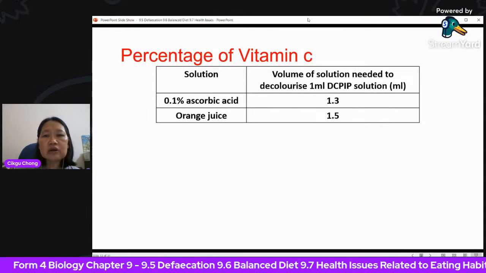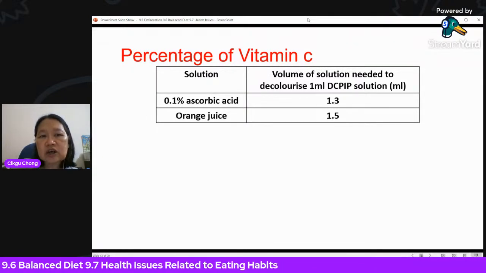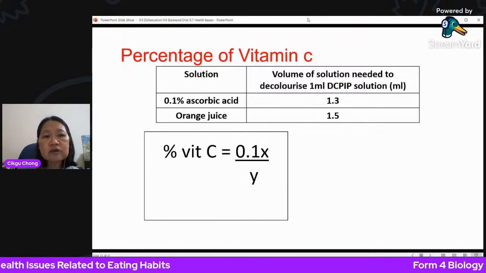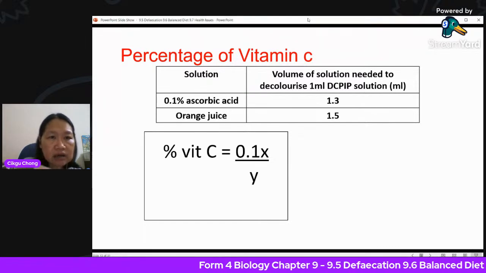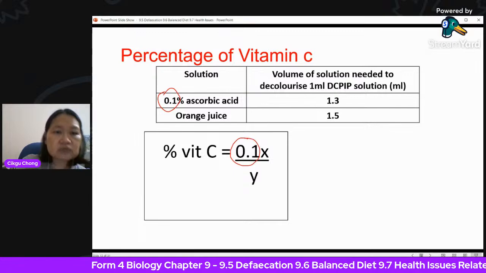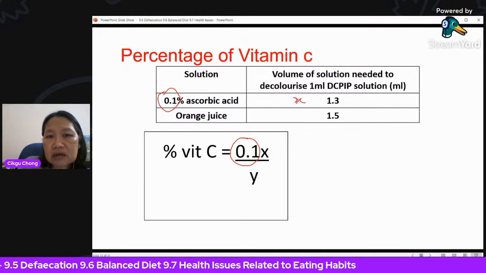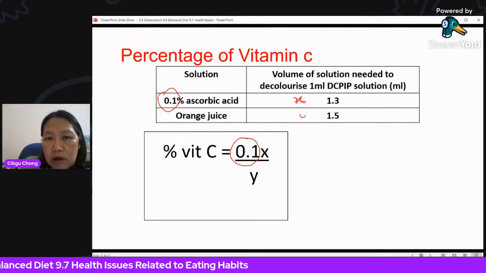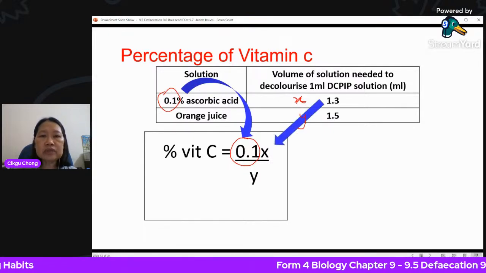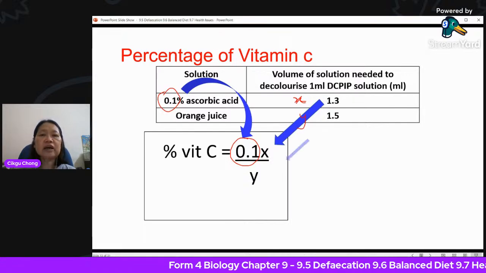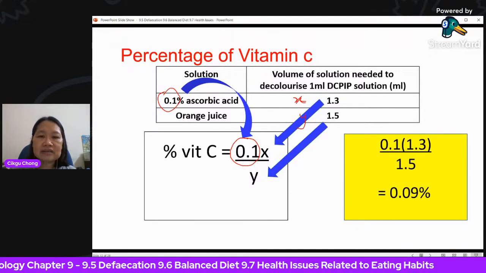So remember the formula, we find the percentage first. It's always easier to find the percentage first because your ascorbic acid is given in percentage form. So the formula here, if you can recall, percentage of vitamin C is equal to 0.1 X over Y, because your 0.1 is this one. Don't forget your X is what? X is your ascorbic acid volume that's needed, and your Y is this one. So you put in your 0.1 over here, your 1.3 as your X, and your 1.5 as your Y. So okay, fish out a calculator. Alright? Okay, too late for you lah.